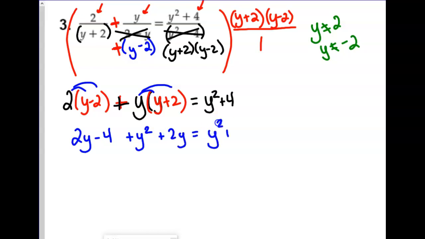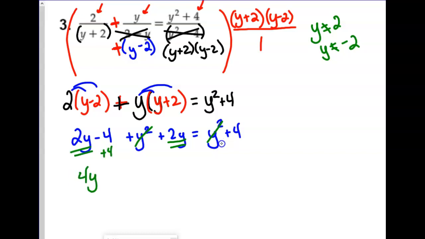And then it still equals y squared plus 4. Oh, this is nice. So what I thought was a quadratic at first turns out it's not a quadratic anymore, because the y squared terms will knock out. So now you just have a traditional linear equation. So you're going to add up your y terms and you're going to get 4y.